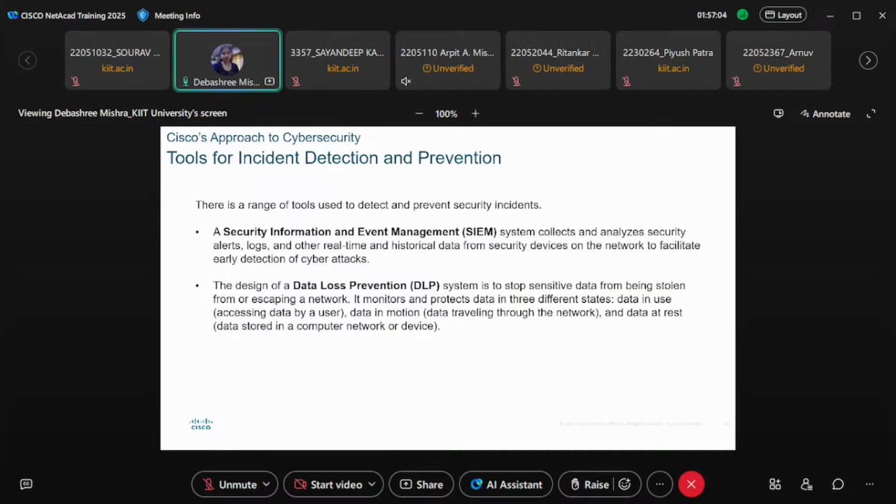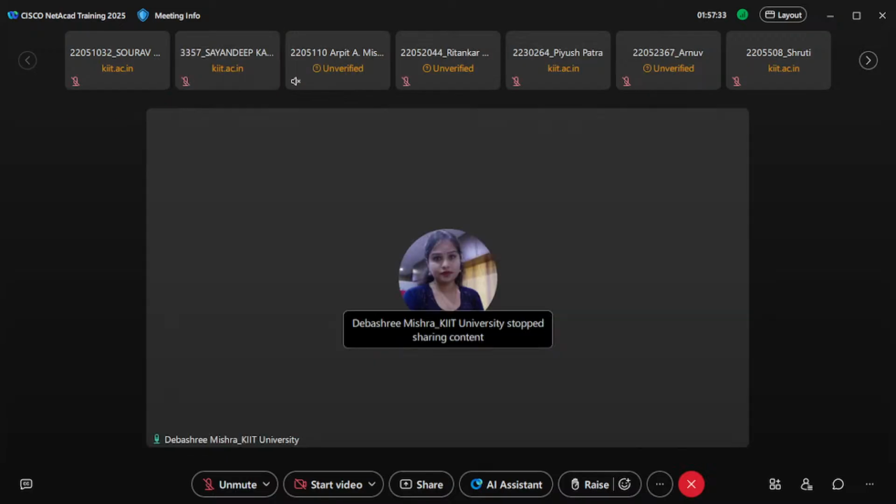Okay, in the next class we will be starting with this particular slide. If I don't remember, then please remind me. We will be starting with this one, that is your tools for incident detection and prevention. Once we finish this fourth module, we'll have the last module, that is the fifth one. So for today, up to this, I'm closing. From Monday we'll be starting with the next slide.